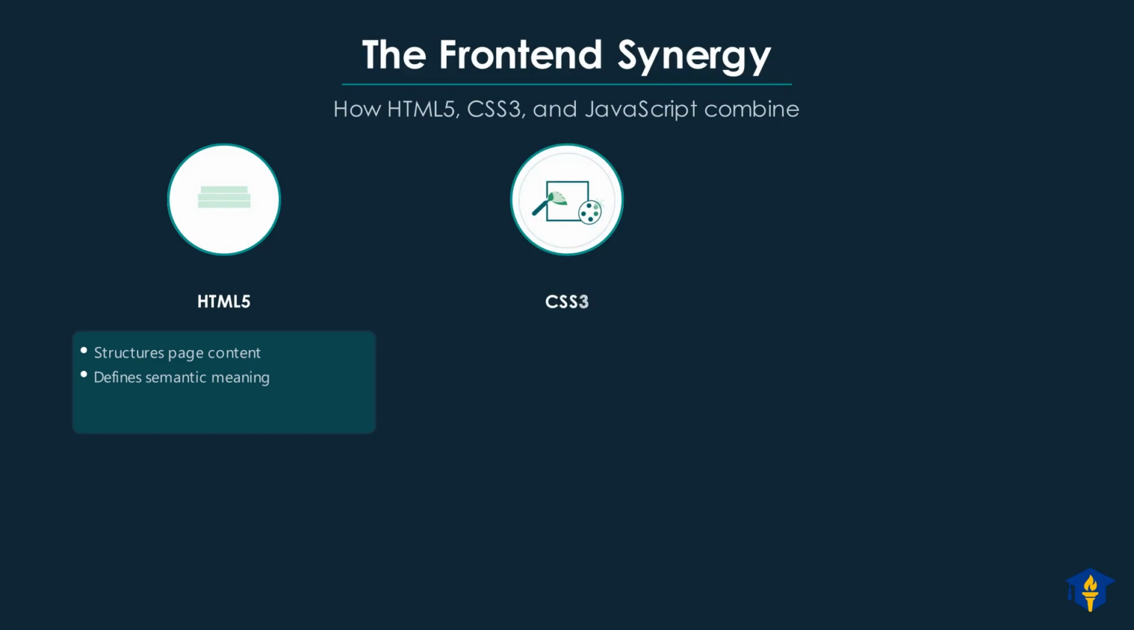Next, CSS3 comes into play to give our web pages their visual appeal and style. CSS3 is used to style all the visual elements on the page, controlling their appearance. It also ensures the responsiveness of the design, making sure it looks good on all screen sizes.